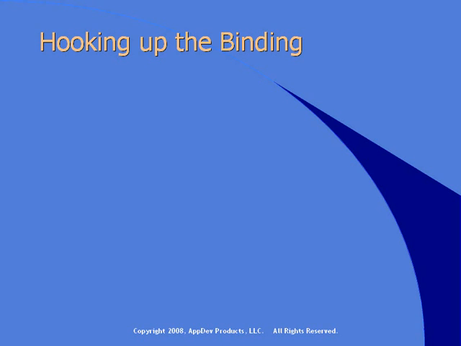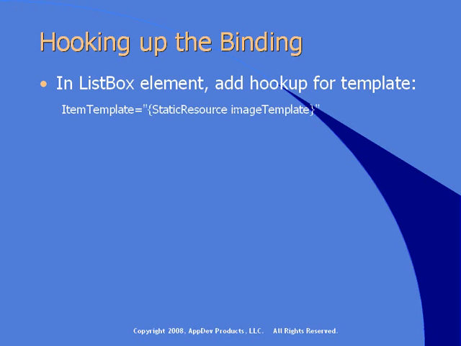We need to hook up the binding in the list box. Remember, the list box doesn't know anything about this yet. So in the list box, we need to add an item template, which sets up a static resource, which is the image template. On the previous slide, we set up that resource, and now we're saying as an item template for this list box, use that static resource.